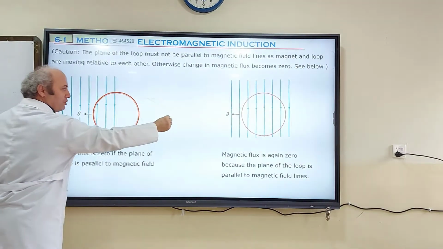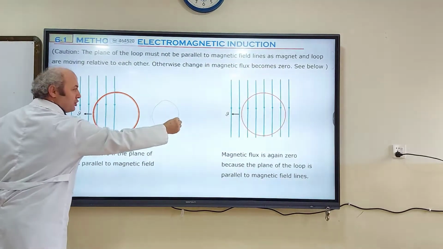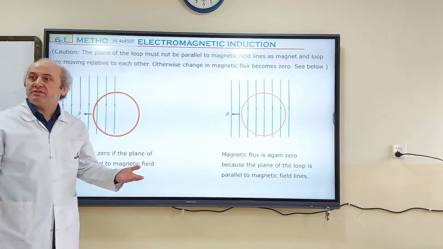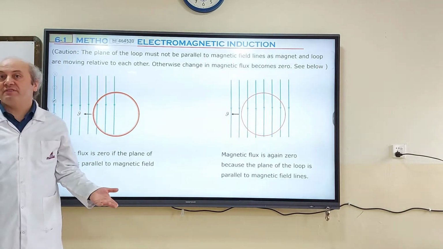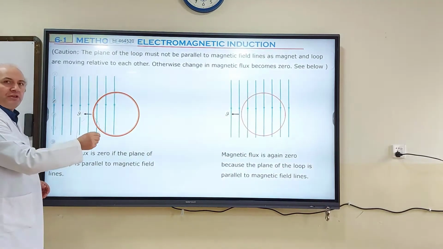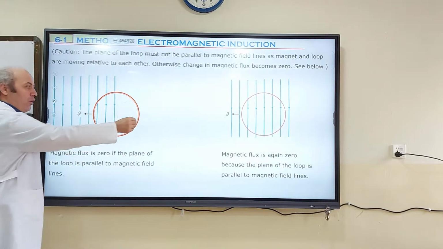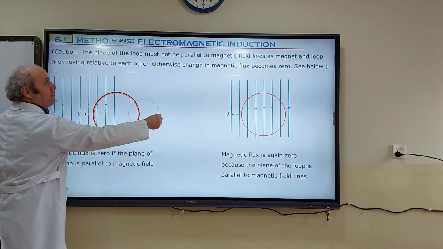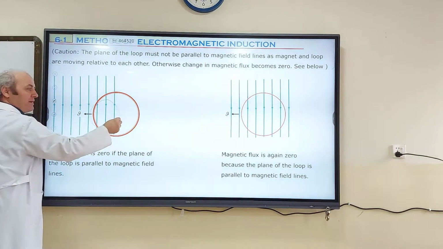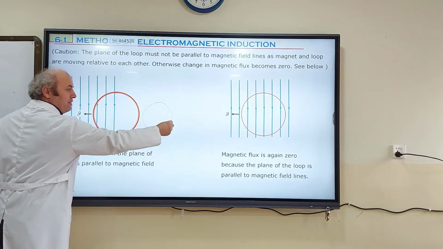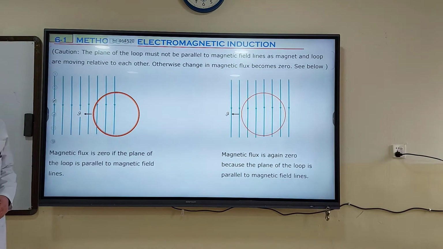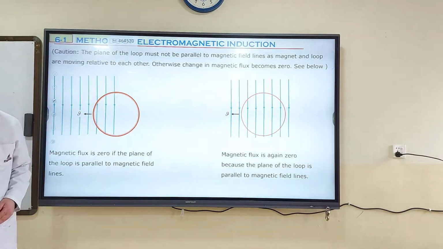So if I hold the loop parallel to the magnetic field lines and push it in, making it closer to or away from the coil, because you don't make a change in magnetic flux, there will be no induced EMF. I didn't rotate it. I'm saying caution: the plane of the loop mustn't be parallel. If you move a loop parallel to the magnetic field lines, because magnetic flux is always 0, there is no change in magnetic flux, so there will be no induced current and no induced EMF.